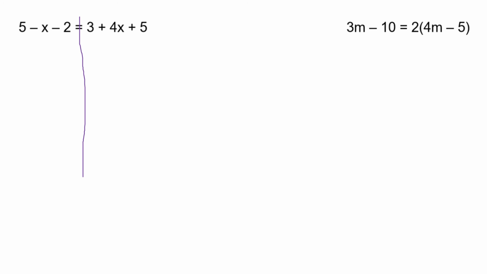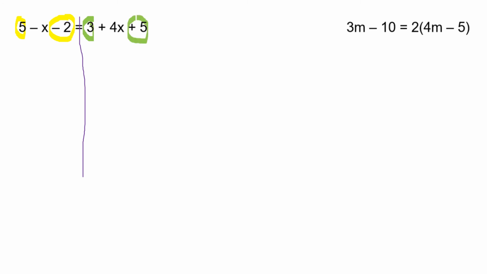Remember that our constants here are this 5, okay, and that 5 does not include the negative behind it, it's just 5. And the negative 2, it does include that negative sign in front of it. And those are our constants on the left-hand side of the equal sign. And then our constants on the right-hand side of the equal sign are 3 and a positive 5.